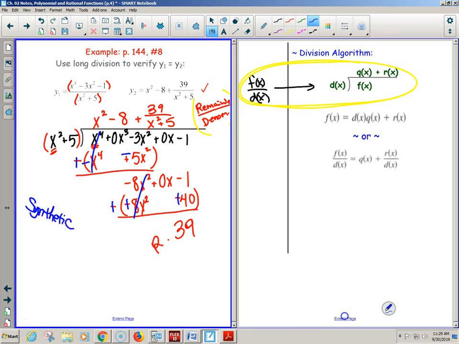Alex, do you see it? Synthetic, yes or no, for this type of problem? No. Because it's a square. What's a square? The dividing guy. But that's the only first degree, right? Synthetic division only works when dividing by first degree polynomials.